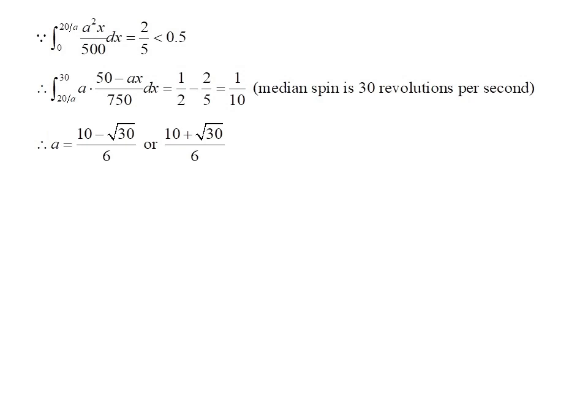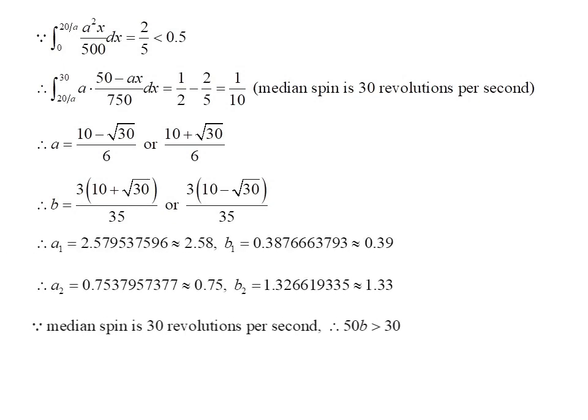Solving the equation gives a equals either (10 minus square root of 30) all over 6, or (10 plus square root of 30) all over 6. Accordingly, b equals 3 times (10 plus square root of 30) over 35, or 3 times (10 minus square root of 30) over 35. Due to the median spin being 30 revolutions per second, 50b must be greater than 30. Therefore, we obtain the values a equals 0.75 and b equals 1.33.